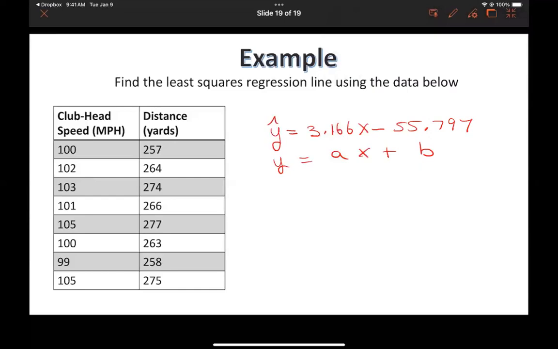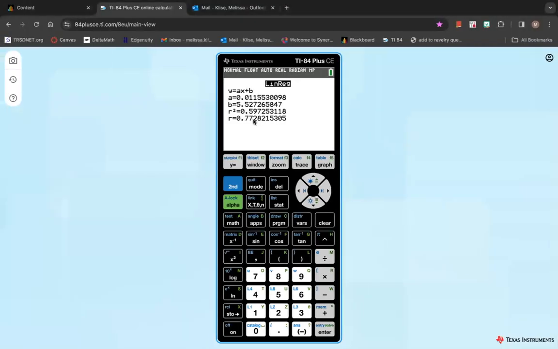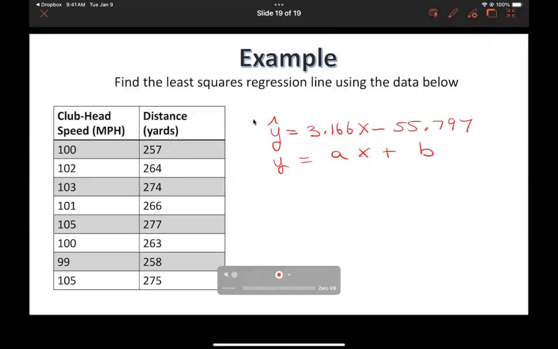I don't know how to make a negative number on my calculator. Well, you don't need to make a negative number. Take a look at your B value. Doesn't it say negative 55? So you just put minus right there. Got it. But if you wanted to make a negative number, down next to the decimal, there's the negative right there. All right, there we go.